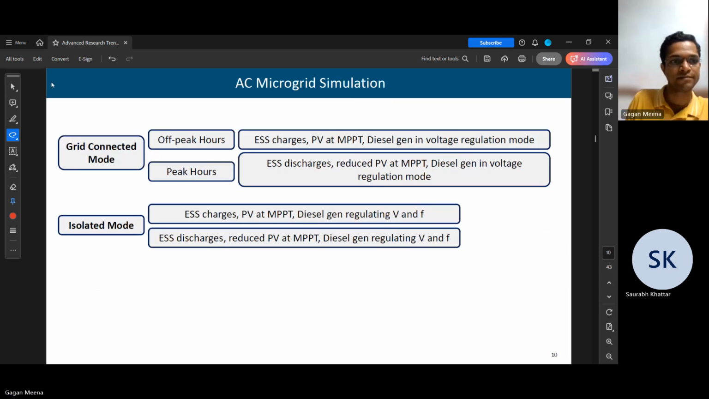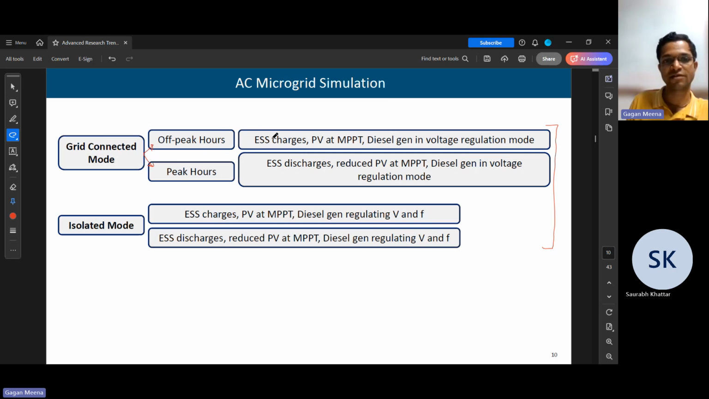And yeah, we've already seen that there are two modes. This is the overall summary of how the AC microgrid will operate in the two modes. In grid connected mode, we have two options. Now, two types of operation during different types of requirements, which are off peak hours when the demand is less, and peak hours when demand is high.